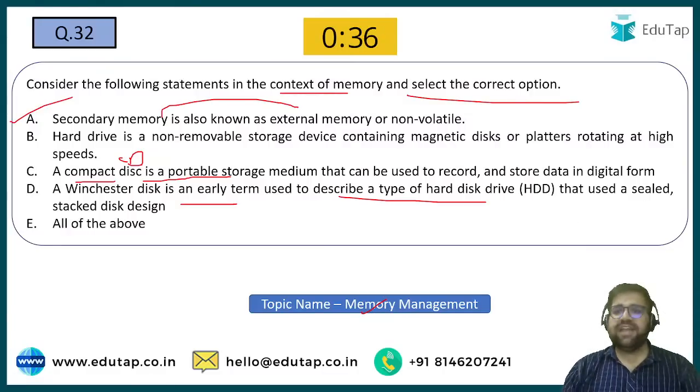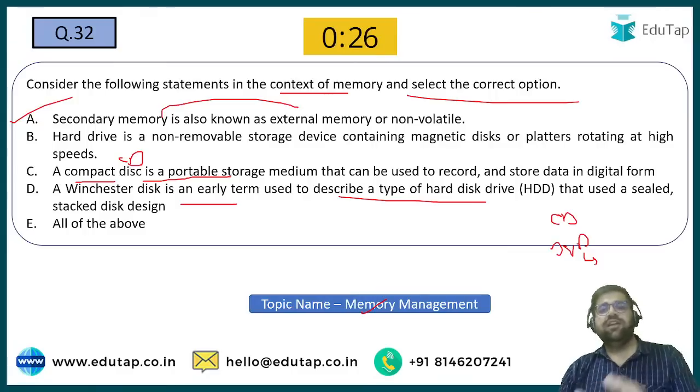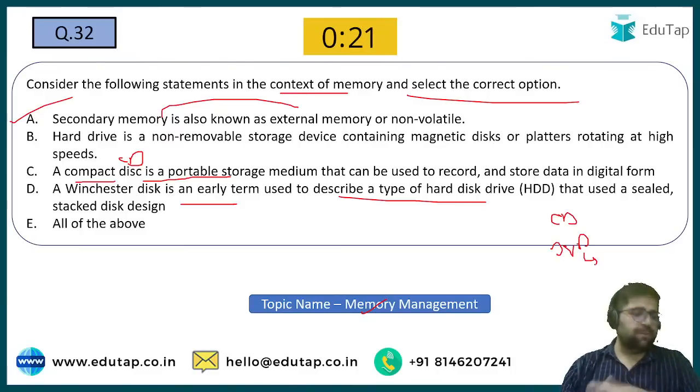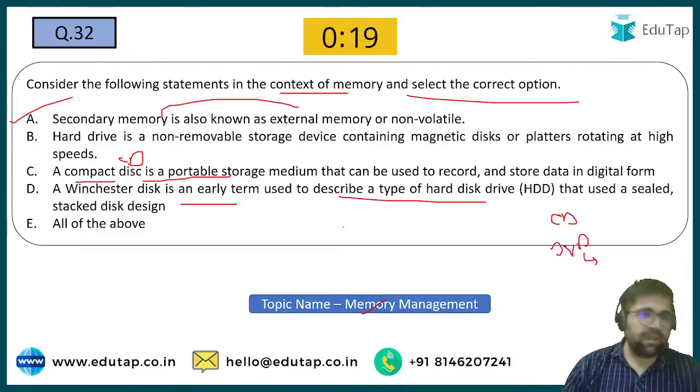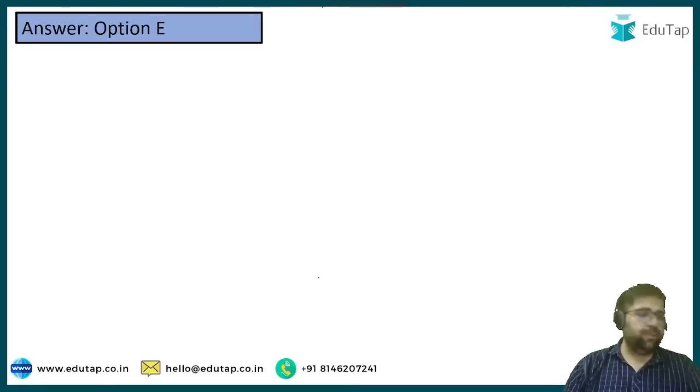Mind you, CD stands for what? Compact disc. DVD stands for what? Now there are two full forms of DVD. Earlier people were using DVDs as digital video disc. Now people are calling DVDs digital versatile disc. So both the full forms are correct. And then your Winchester disc is again a kind of this. So I think the answer should be option number E.